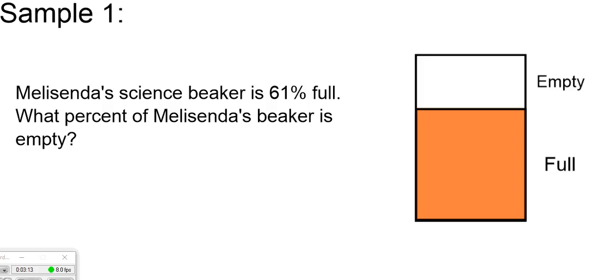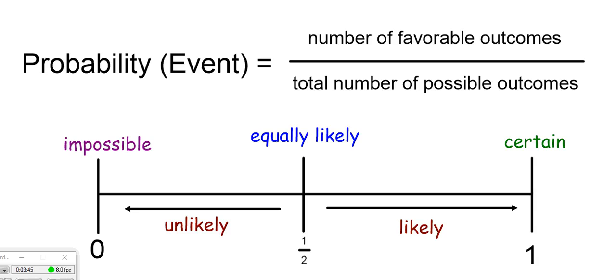However, pictures, as wonderful as they are, sometimes they don't give us all the information that we need. And so here is your challenge if you work with sample 1. It says Melisenda's science beaker is 61% full. What percent of Melisenda's beaker is empty? You only see one number, but what does full, as in completely full, what percentage does that really mean? That's my hint as you work with that sample. All right, we're going to move on to probability then as you work through that sample. Hopefully you've paused the video and solved that problem.